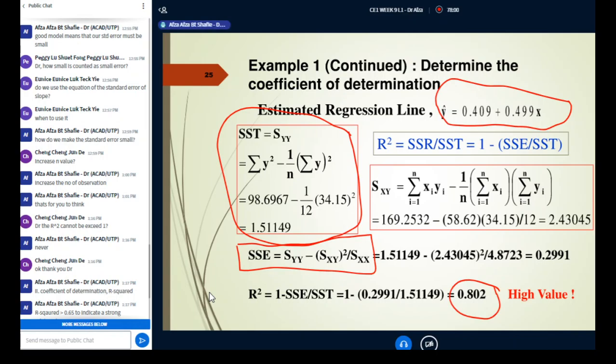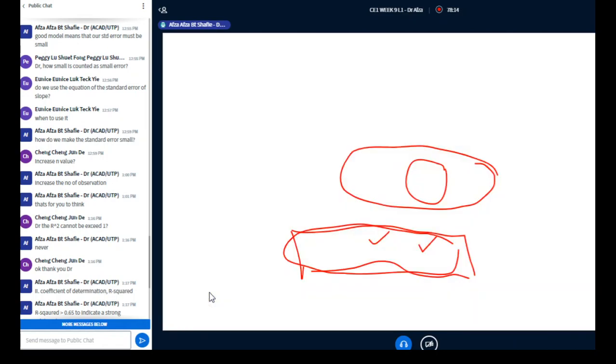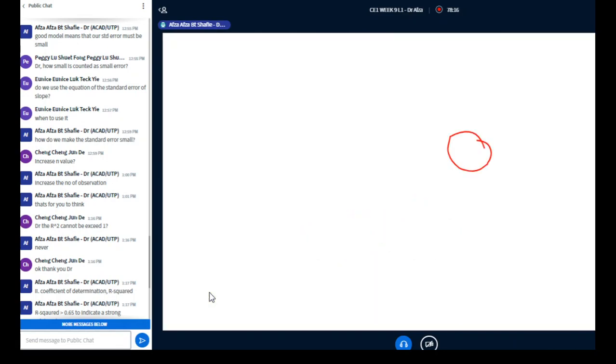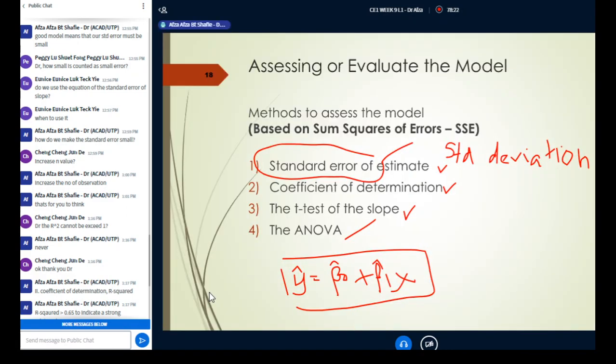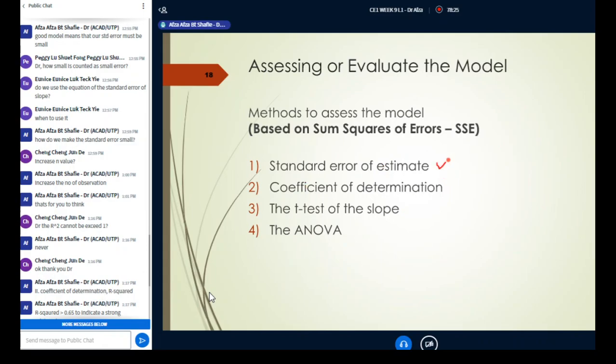We have to do all. Yes, it must satisfy all the four methods. Okay, so this must be done, this must be done, this must be done, and this must be done. We look at these two in the next class. So we need to check whether this is a good model or not, based on all these four methods.